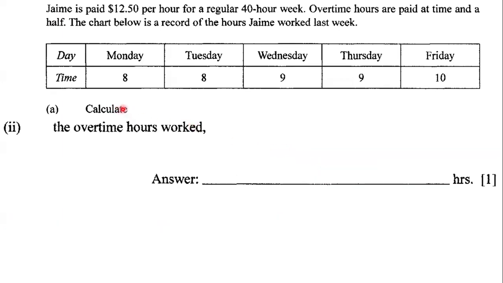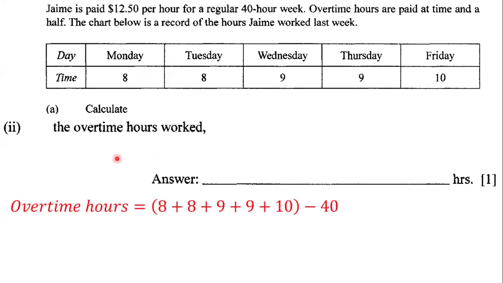Next, the question states, calculate the overtime hours worked. In order for us to determine the overtime hours worked for this week, we have to add up all of these numbers, and then subtract 40, because 40 is the number of hours that she worked regularly without overtime. So we first add up the hours she had for the week: 8 plus 8 plus 9 plus 9 plus 10. We add up all of these numbers and then subtract 40.